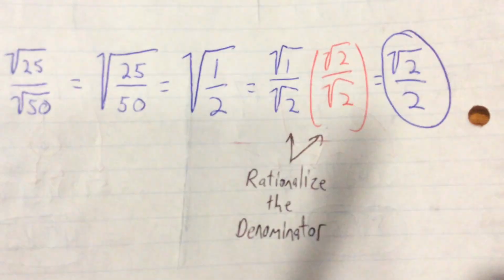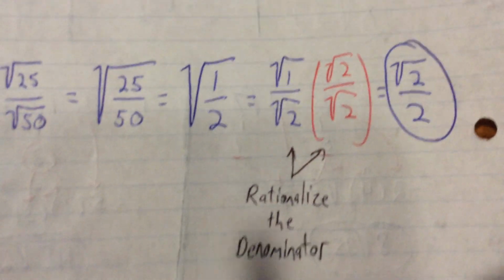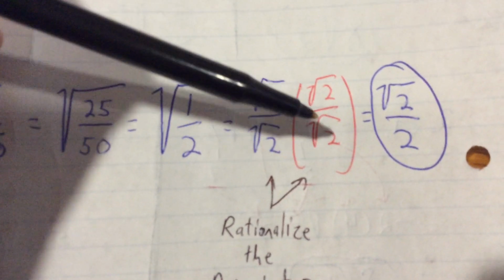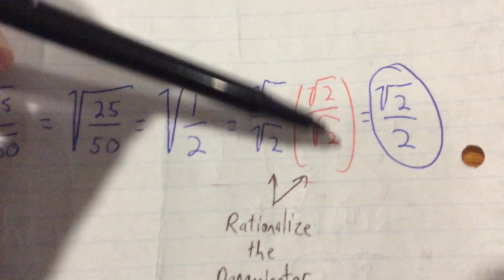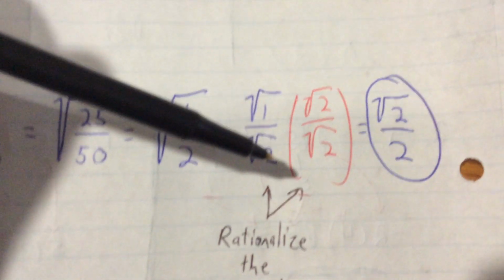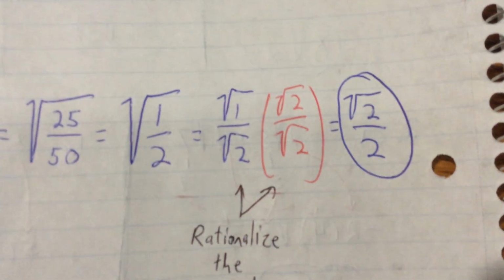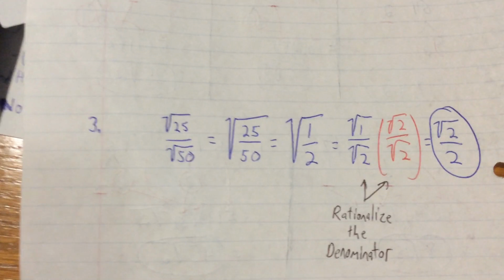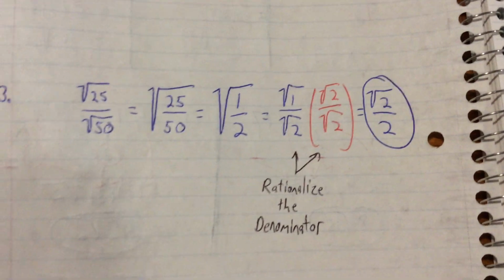So we got to rationalize the denominator like we did before. This time we're dealing with much smaller numbers though, because we already reduced everything. So we're going to multiply by root 2 over itself. Root 1 times root 2 gives us root 2 on top. Root 2 times root 2 is going to give us 2. So we end up with root 2 over 2. And I'd say that way it was a little bit quicker.